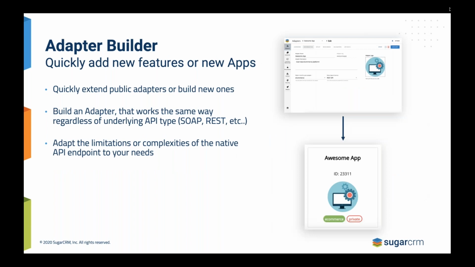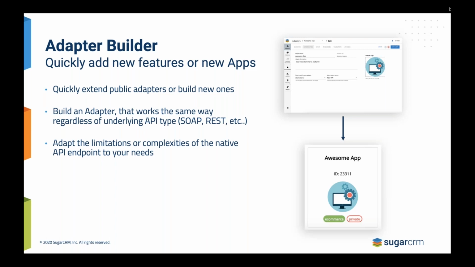And again, if there are some gaps in that catalog and you're not seeing the application that you need, or maybe you have an internal application that you need to connect to, then you can leverage Adapter Builder as a way to build a new adapter for that application, or for applications that are already in the catalog.